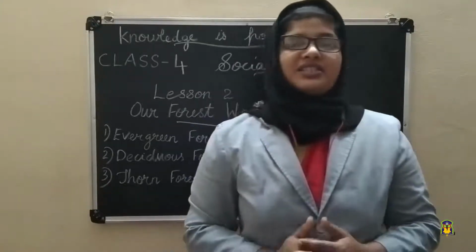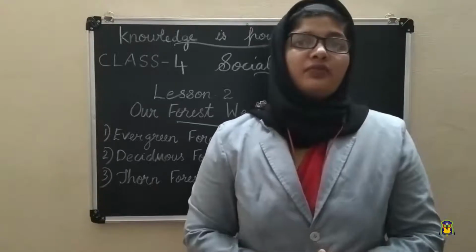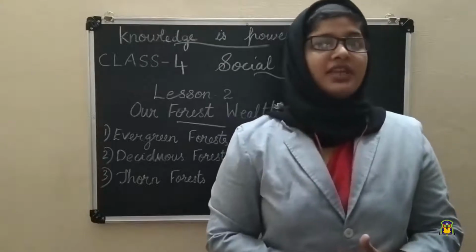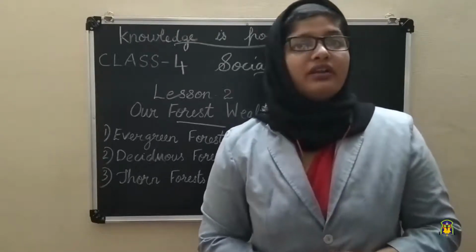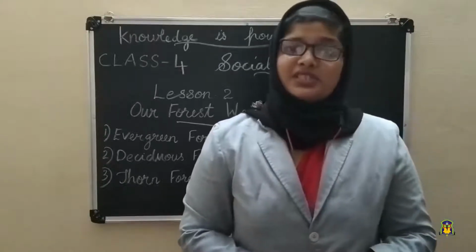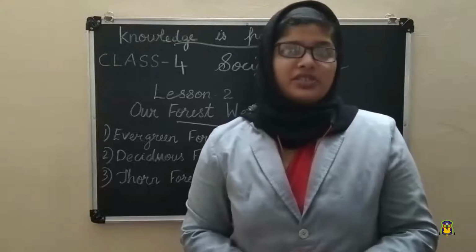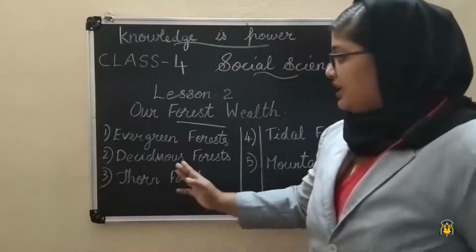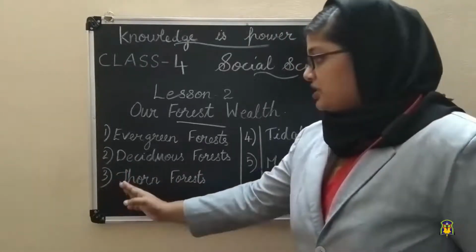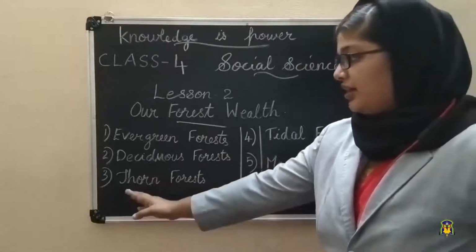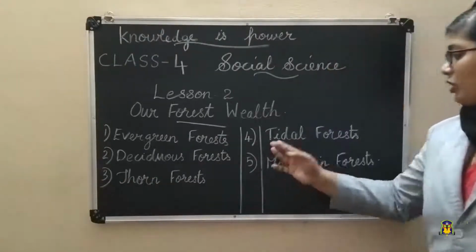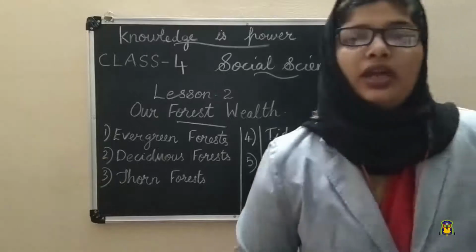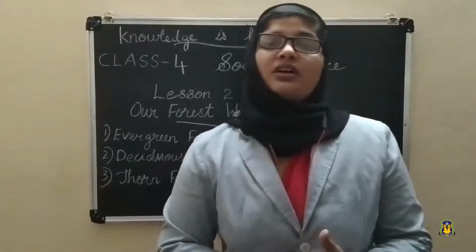In our last class, we studied about different types of forest which is seen in India. Let's recall once again the names of the forest which we already learned. First one is evergreen forest. Second one is deciduous forest. Third one is thorn forest. Fourth one is tidal forest. And fifth one is mountain forest. These are the names of the forest.